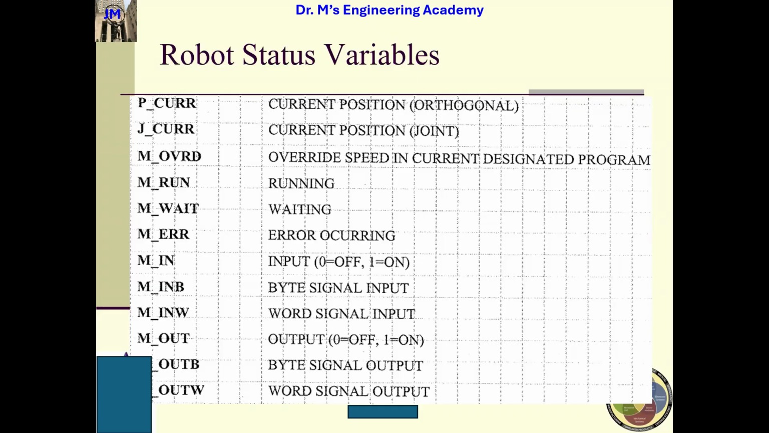Understand, guys? So M_INW, this word signal input, means 16 bits. The same thing for out. Okay, this is out. OUT, I will just turn on a single bit. OUTB, I will turn on or turn off 8 bits. OUTW, I will turn on or turn off 16 bits, a word. Any questions regarding this one? No question? Then move on to the next slide.